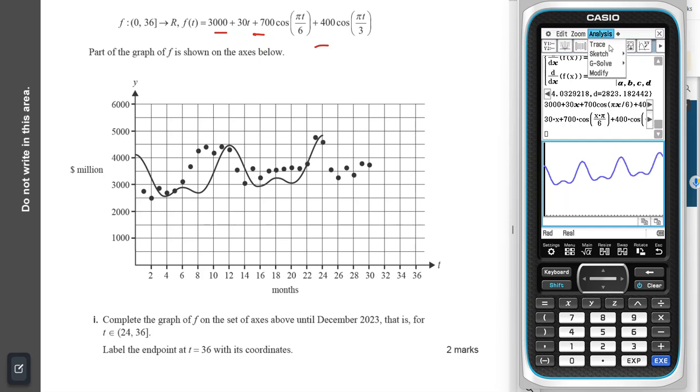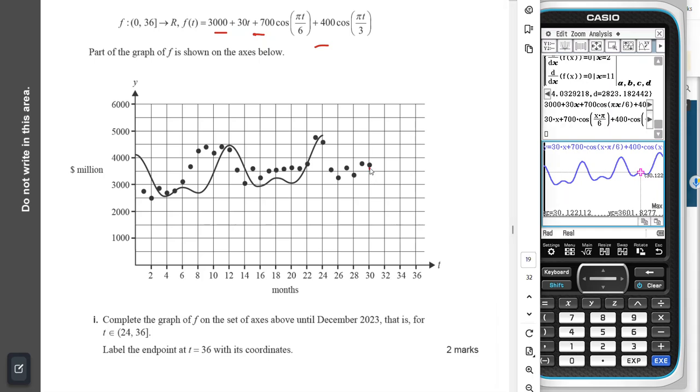So how about we do analysis, G-solve, maximums. So that should be at 24.48 it is. So I have another maximum at 30 and 3601. So 30 and 36, that's 35, so around about there.